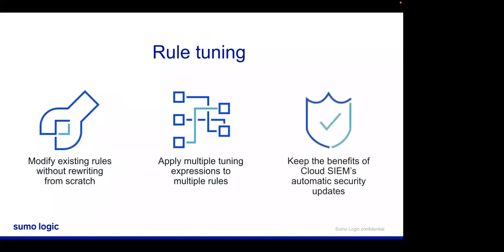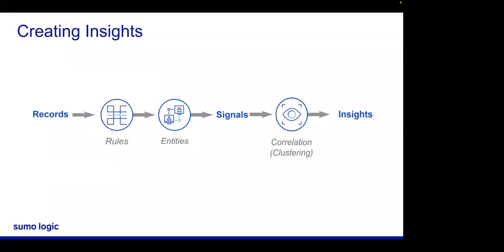And the nice thing about this is, because you're writing rule tunings instead of rules, if we update those rules, your rule tuning automatically gets applied to those rules that you've specified. So as we change them, it won't break them. It won't break them. They'll still be applied. So rule tuning is something else.